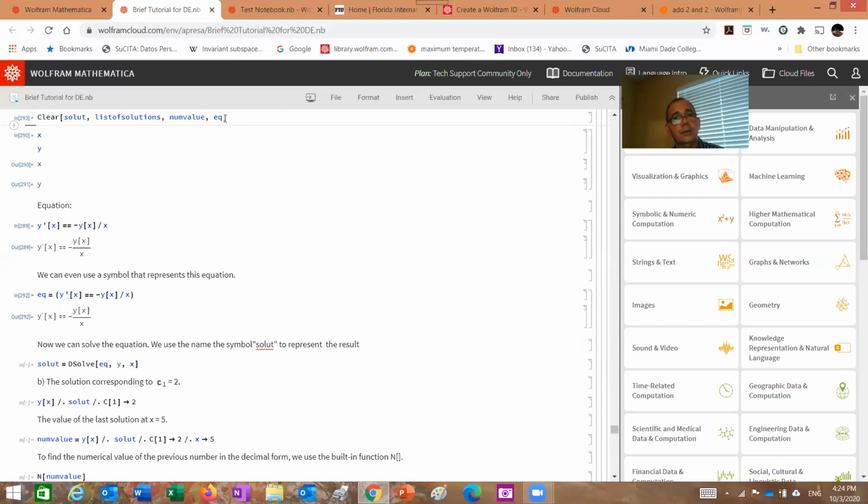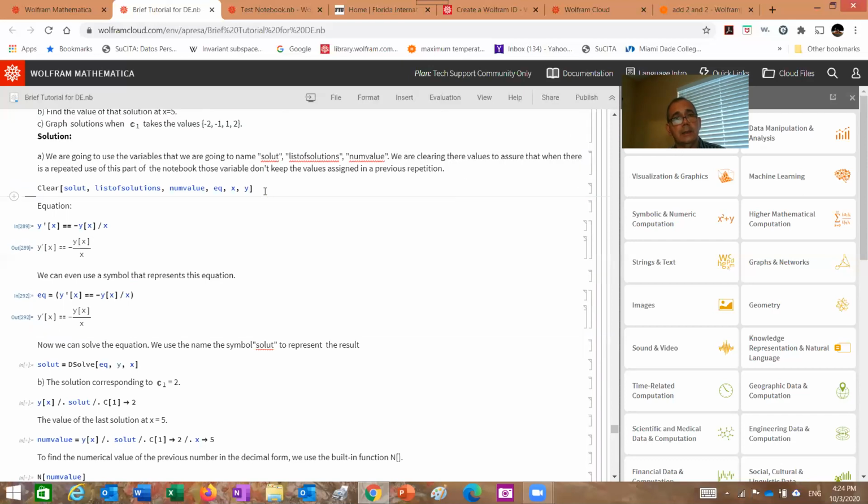I can clear also the x and the y. I can clear all; it is a good practice to clear all the variables that I'm going to use. And then I don't have to check that the x and y don't have values. Okay, I already cleared them.